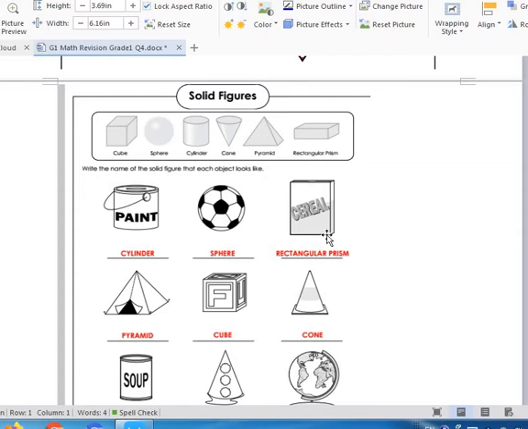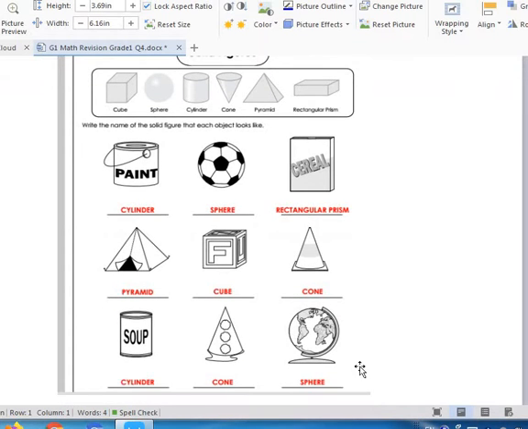Here I have the cereal box, it's in the shape of a rectangular prism. And the tent here, it's in the shape of a pyramid. I have here, this is a cube, and this is a cone. Do you remember the cone? And here, this can, it's in the shape of a cylinder. And here, this ice cream cone, it's in the shape of a cone. And this globe model is in the shape of a sphere.